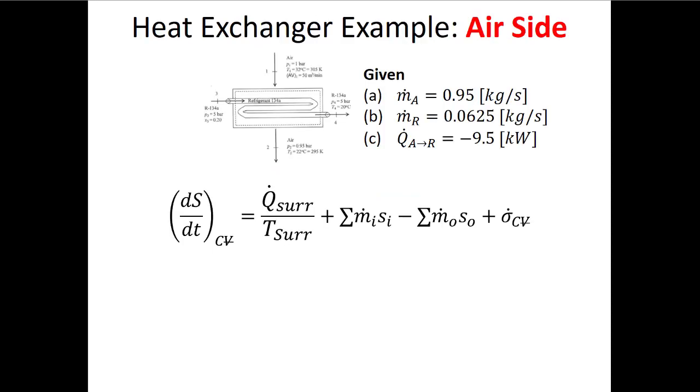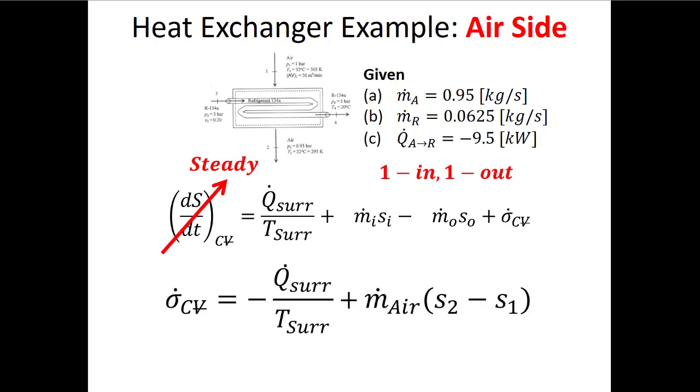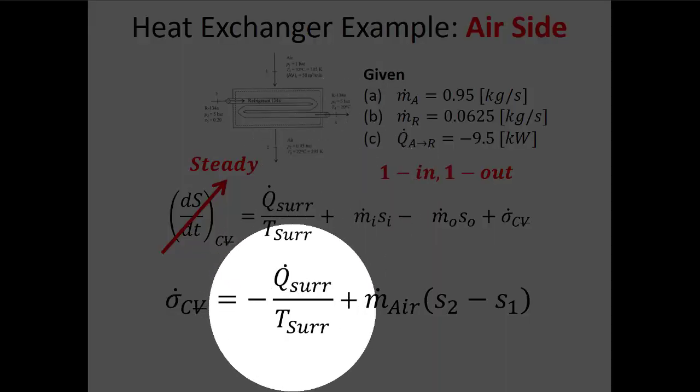So now I can work out what the second law rate equation looks like if I just look on the air side, right? So here I can assume that delta S or dS by dt goes to 0 because we're at steady state. Now, because I'm only looking at the air side, it's one inlet and one outlet. And I can't get rid of that heat transfer rate term. Personally, I think if I'm going to make a mistake on a question like this, this is the term I'm most likely to make the mistake on.